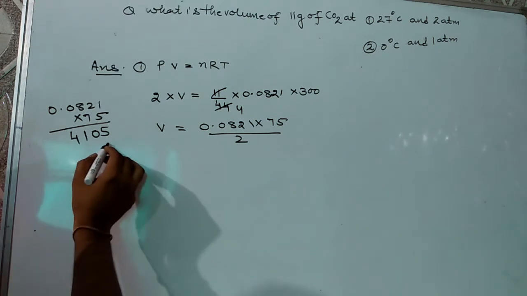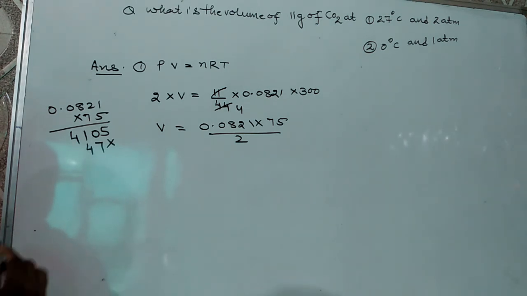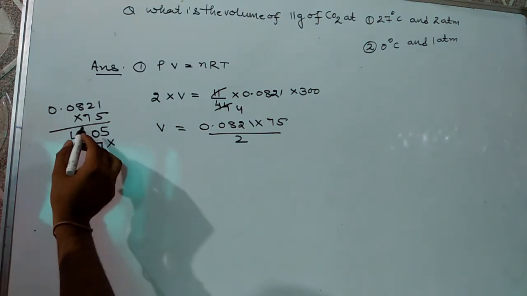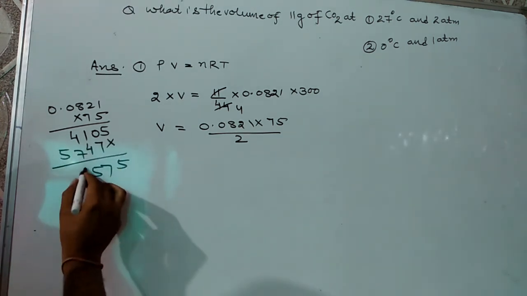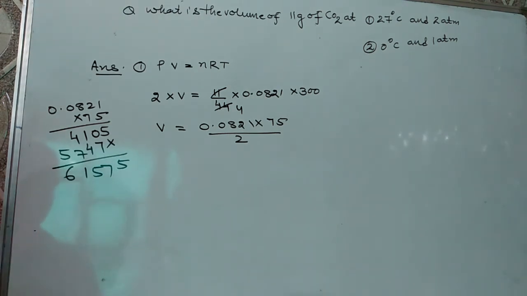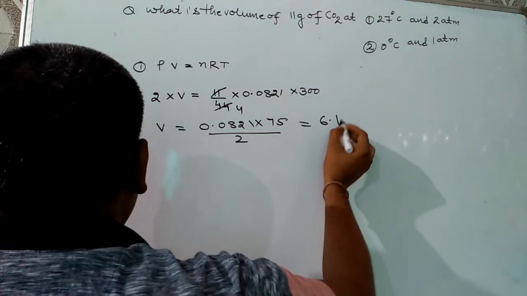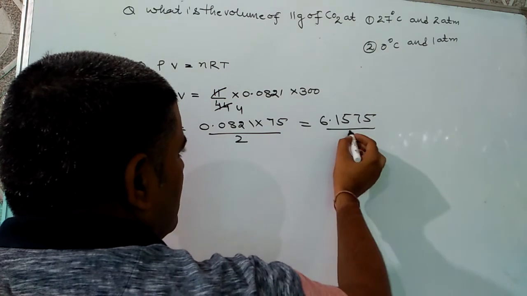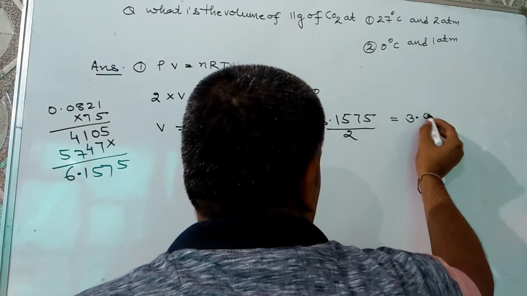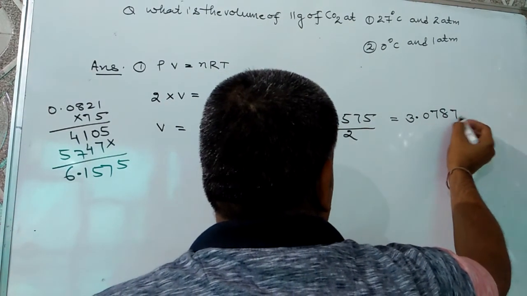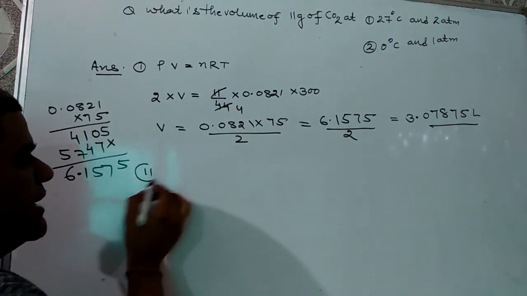That comes out to be 6.1575 upon 2, and that should be equal to 3.07875 liter.